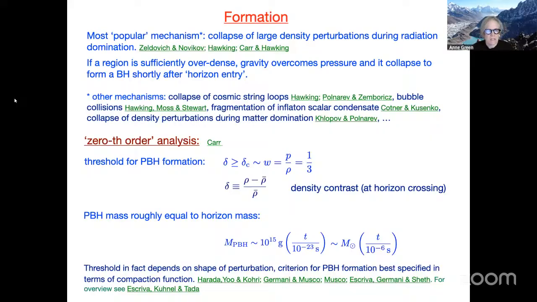However, in recent years there's been a lot of work in refining the criteria for PBH formation, and the threshold actually depends on the shape of the perturbation and is best specified in terms of something called the compaction function. So that's the sort of thing you need to look into if you want to do concrete calculations.